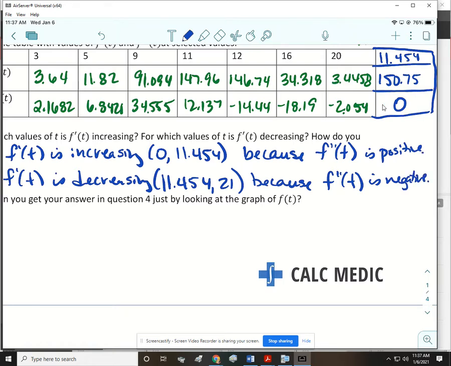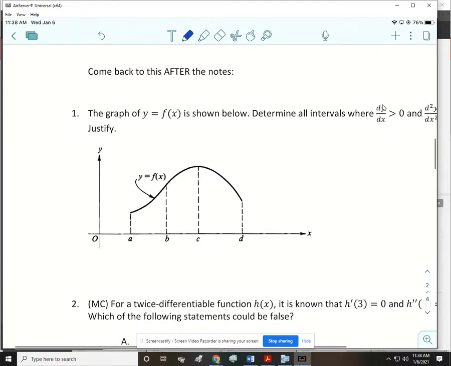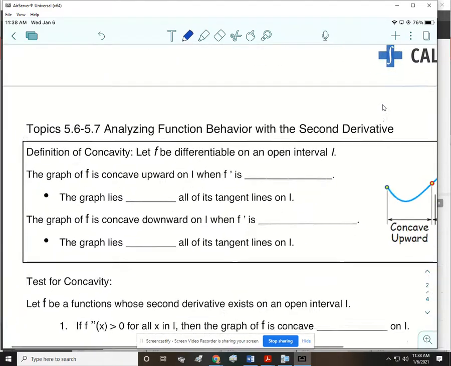All right, and then I'm going to hold off on 5. I kind of feel like you need to know the notes before you can answer 5. So we'll come back and answer 5 at the end. And then we're also holding off on the back until we're done with the notes.